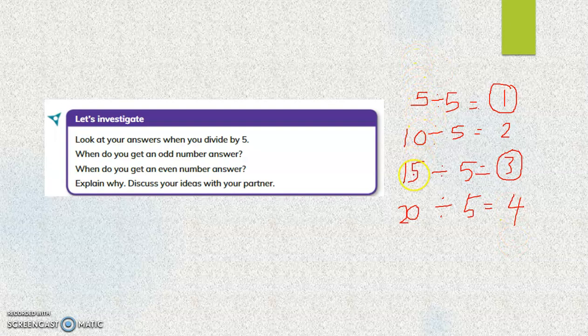Well, when you look at the dividends, this is called the dividend. When the dividend is an odd number, we know that if we look at the multiples of 5, only 5 or 0 comes in the ones place. So when 5 comes in the ones place, the quotient is always odd. When the dividend is odd, the quotient is also odd. When the dividend is even, the quotient is even. 10 is an even number, 20 is an even number.